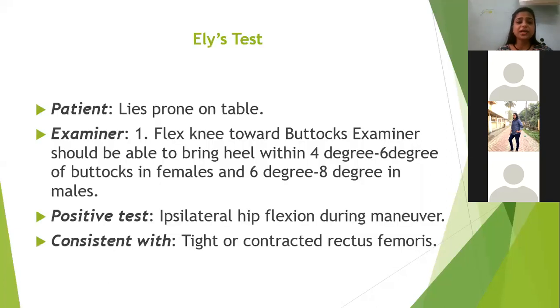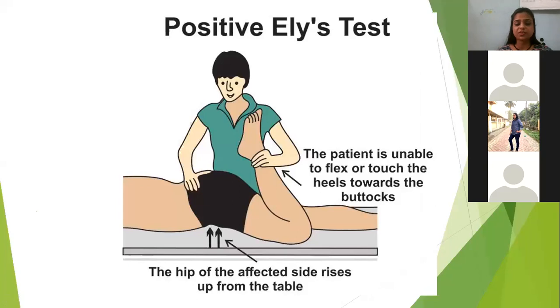Ely's test: make the patient lie prone on the table, flex the knee towards the buttock. The examiner should be able to bring the heel within 4 to 6 degrees of the buttocks in females and 6 to 8 degrees in males. Ipsilateral hip flexion during the maneuver shows a tight or contracted rectus femoris. If there is a hip flexion occurring while bringing the heel toward the buttocks, so it shows there is a tightness.